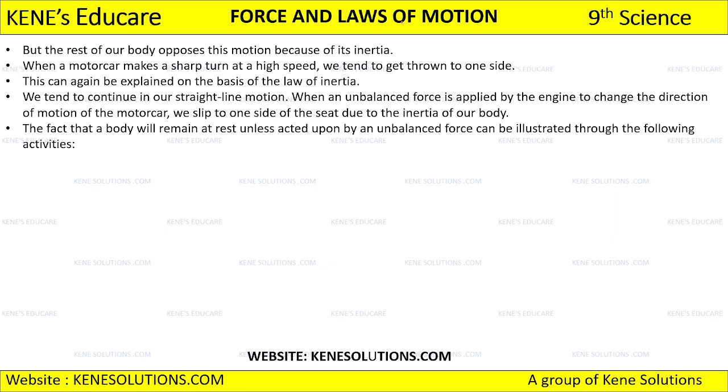You are going to go to the one side, right? So this can again be explained on the basis of law of inertia. How can we explain it now? On the basis of law of inertia, we tend to continue in our straight line motion when an unbalanced force is applied by the engine to change the direction of motion of the motor car. Whenever there's an unbalanced force applied by the engine, it changes the direction of motion of the motor car, and because of which we slip to one side of the seat due to inertia of our body.